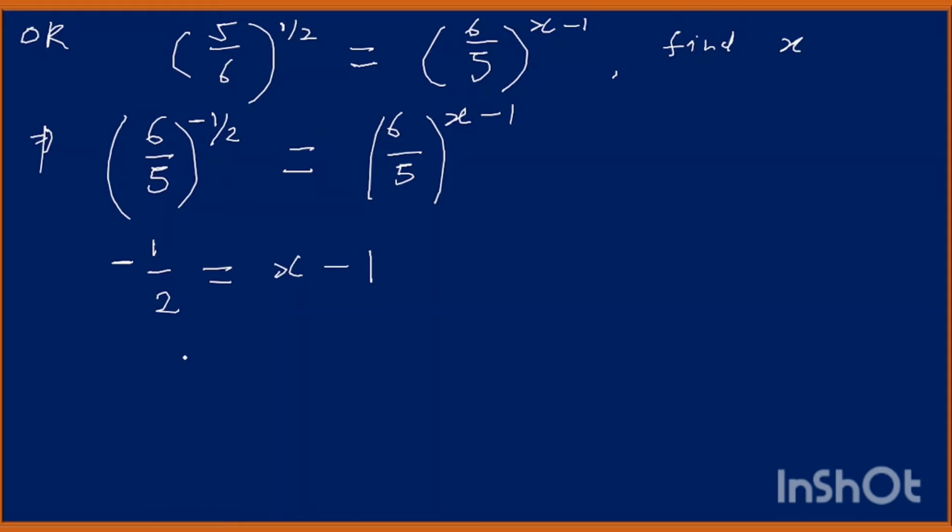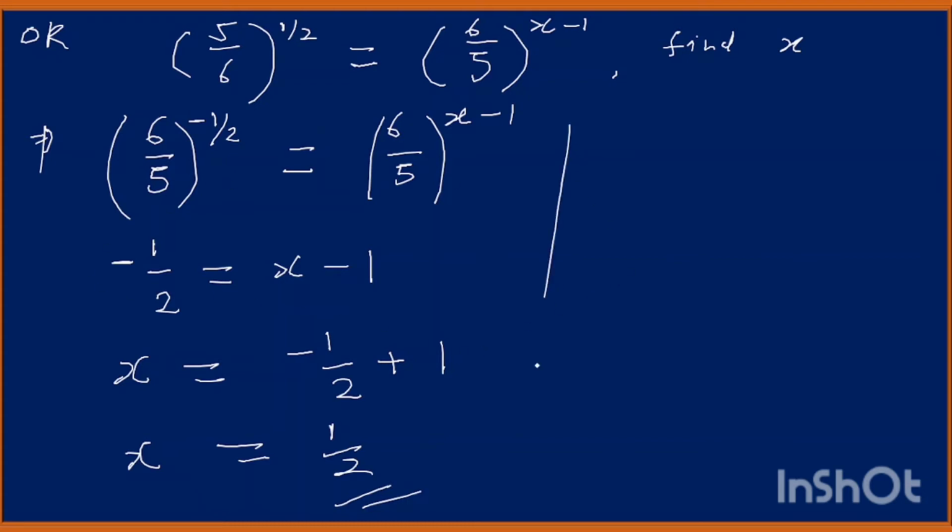So this is it. I'll just make x the subject of the formula. And if I do that, I'm going to have x is equal to minus 1 divided by 2 plus 1, because this minus 1 will come over to this place and it will be plus. So if I do that, x is equal to what? Minus 1 over 2 plus 1 will still give me 1 over 2. So that is the same answer we had previously.